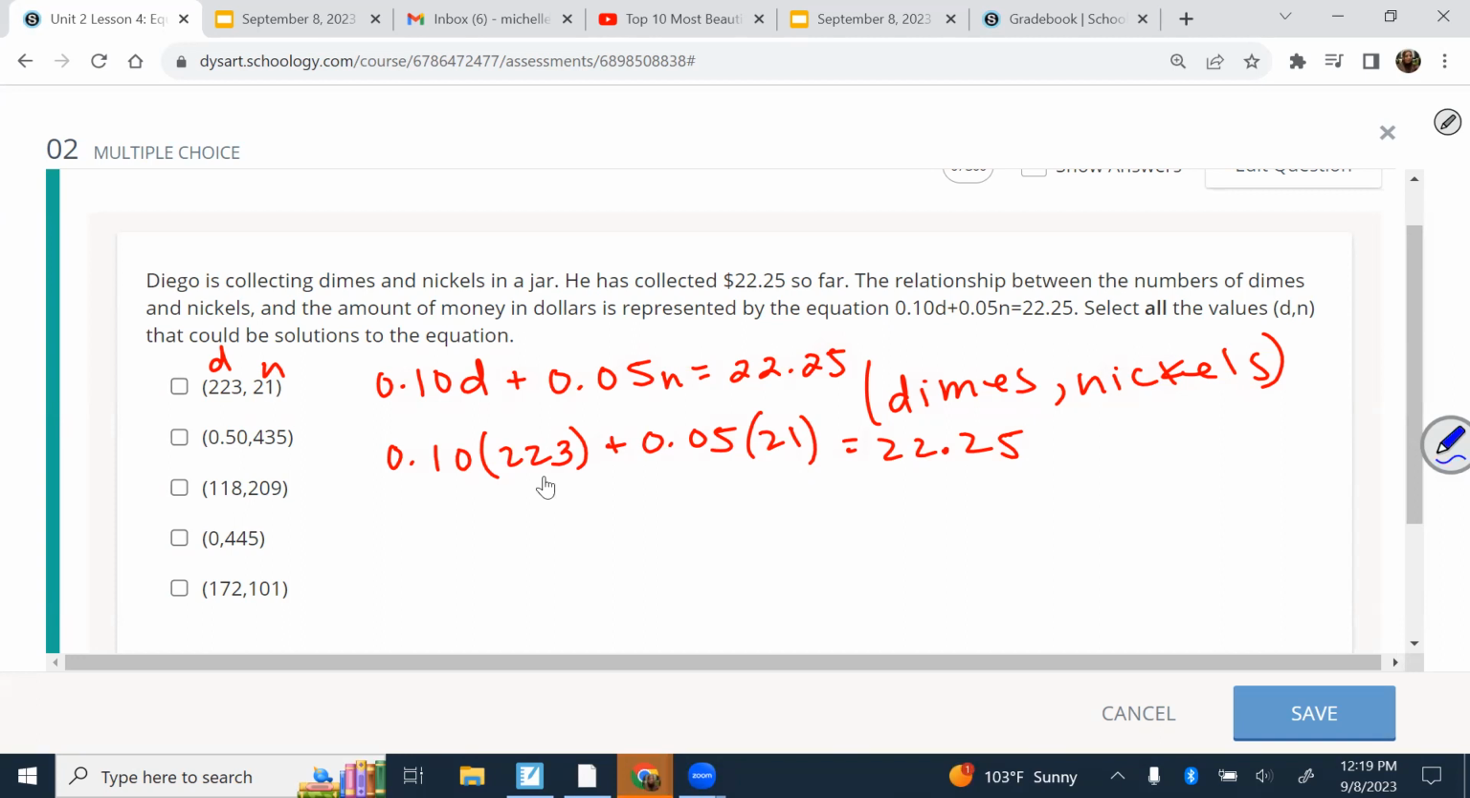So like on this next one, can't really have half a dime though, can you? So I'm automatically gonna eliminate that one because you can't have half a dime. But let me see if any others don't make sense. So yeah, I would just not even try that one. But like these other ones, you have to plug in exactly how they look. So like I would also plug in 118 and the 209 like that, and see what that equals. If it equals 22.25, then maybe it has an answer.